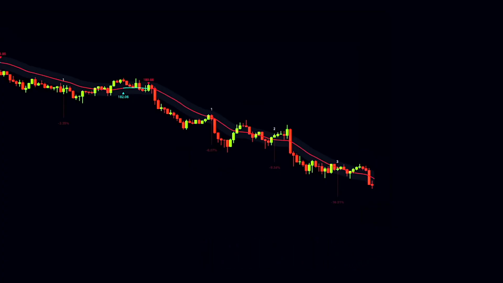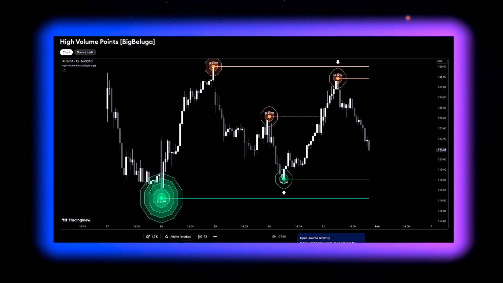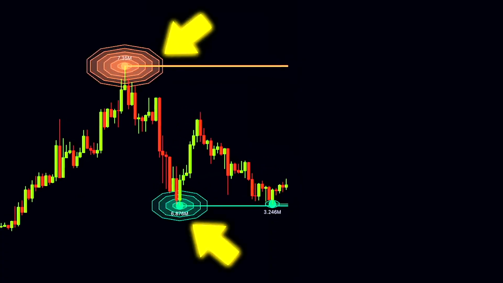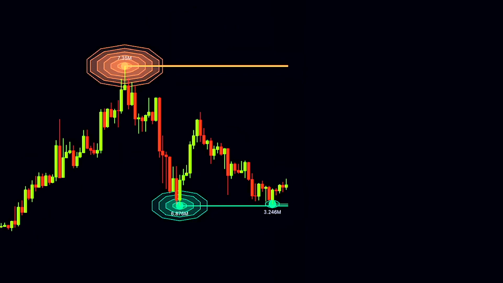Now let's check out the second indicator you need in 2025 and beyond. High volume points by Big Beluga. Once you add it, you'll notice something unique. Large, adjustable circles marking pivot highs and lows. These aren't random. They highlight areas of exponentially high trading volume.